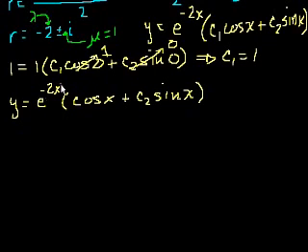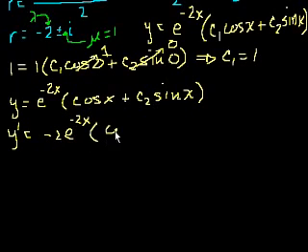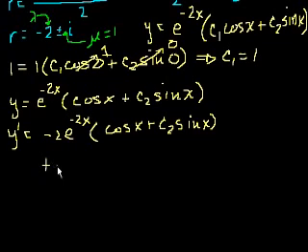Now let's take the derivative of this so that we can use the second initial condition. So y prime is equal to, we're going to have to do a little bit of product rule here. So what's the derivative of the first expression? It's minus 2 e to the minus 2x, and we multiply that times the second expression. Cosine of x plus c2 sine of x. And then we add that to just the regular first expression, so plus e to the minus 2x times the derivative of the second expression. So what's the derivative of cosine of x? It's minus sine of x.